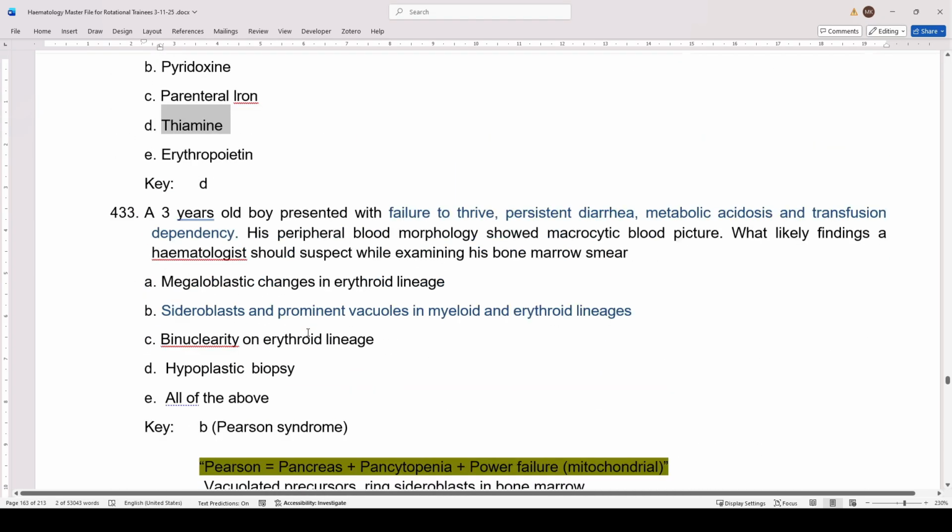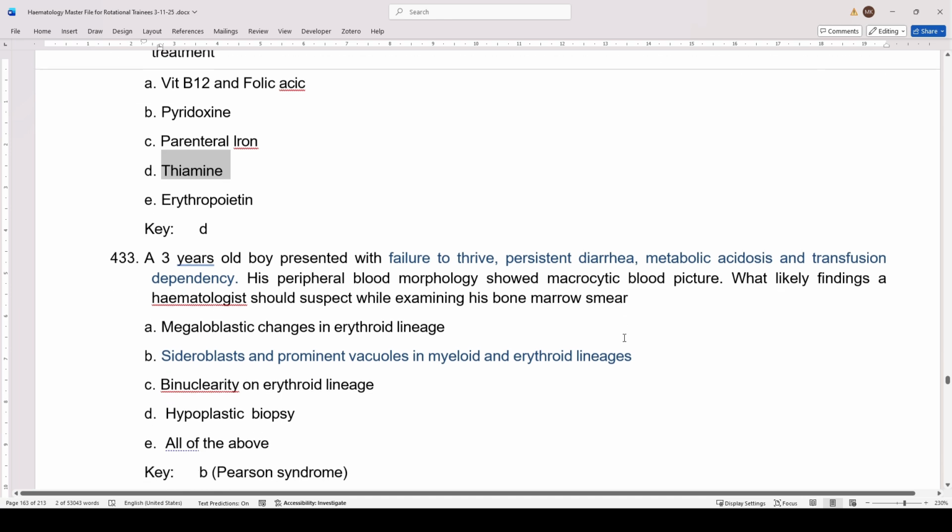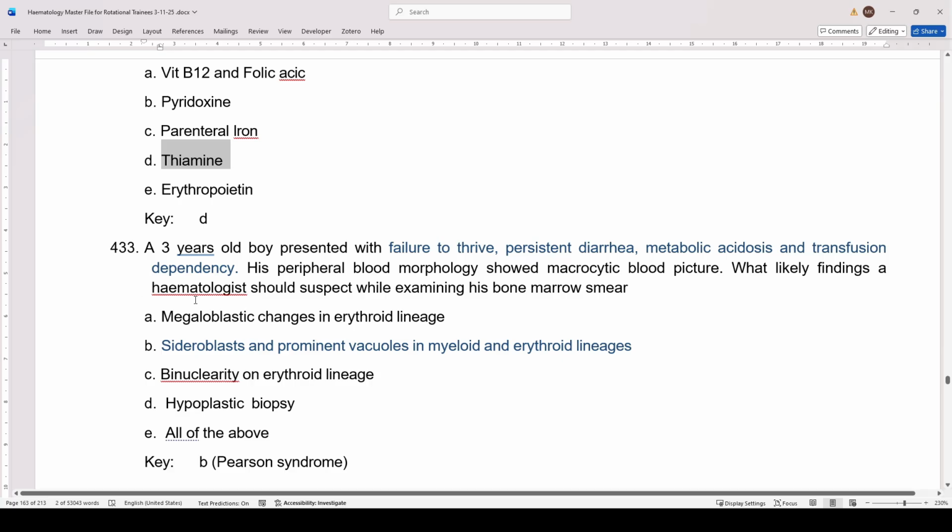Next is a 3 years old boy presented with failure to thrive, persistent diarrhea, metabolic acidosis, and transfusion dependency. His peripheral blood morphology shows a macrocytic blood picture. What are the likely findings a hematologist should suspect while examining his bone marrow smear? Failure to thrive, persistent diarrhea, metabolic acidosis, transfusion dependency in a 3 years old boy.